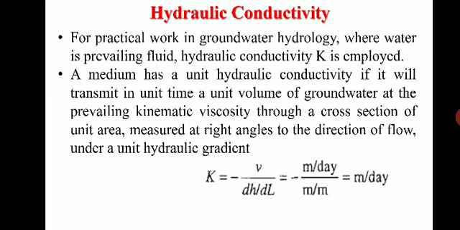So for practical works in groundwater hydrology, where water is the prevailing fluid, the hydraulic conductivity plays a very important role. If you want to write it in terms of a formula, the hydraulic conductivity symbol is K, and it is given as K = -V by dH upon dL. The unit for hydraulic conductivity is meter per day.